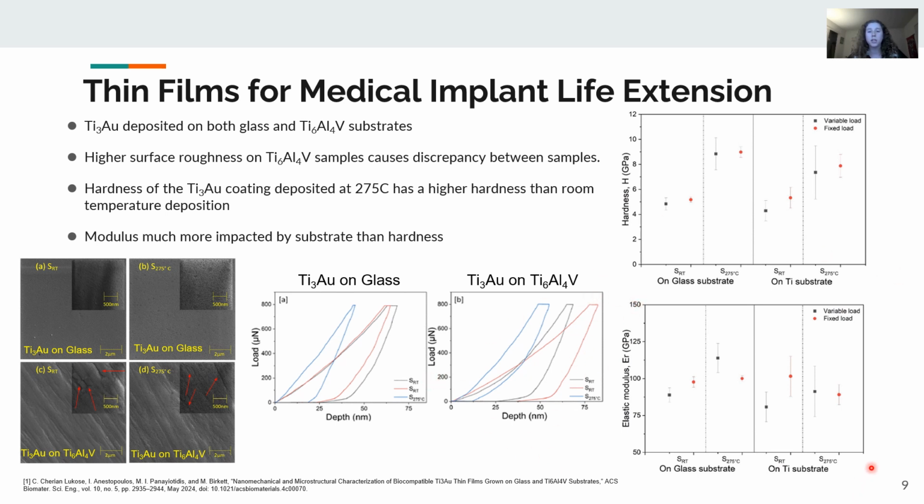In terms of modulus, the results were a little less clear, although the modulus on the titanium substrates was deemed to be lower. And this is what researchers deemed to be because of the modulus being more substrate sensitive than hardness.